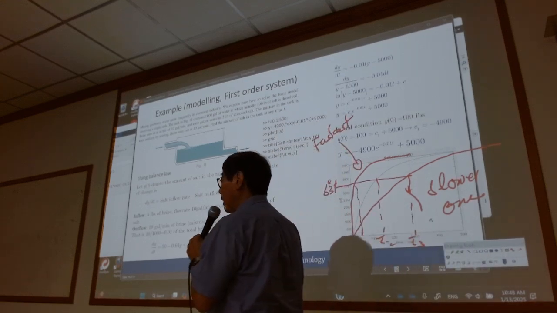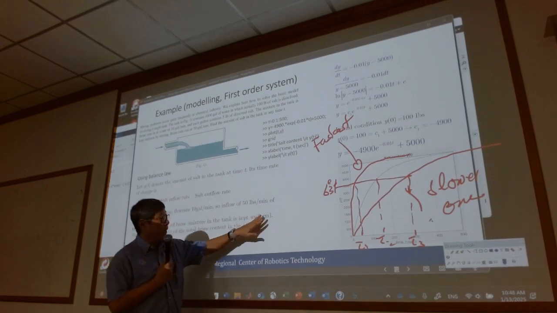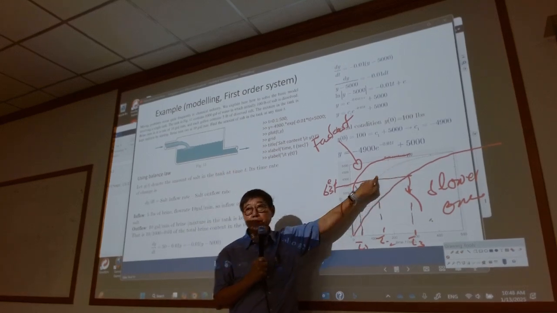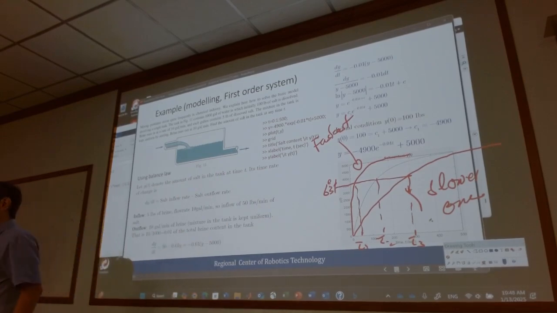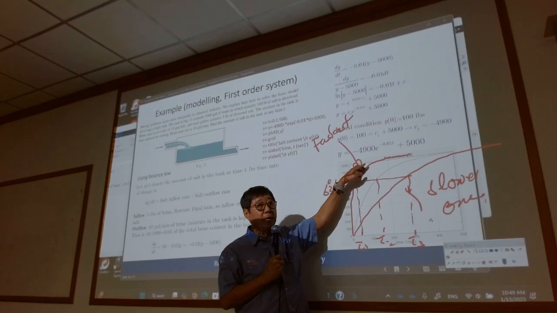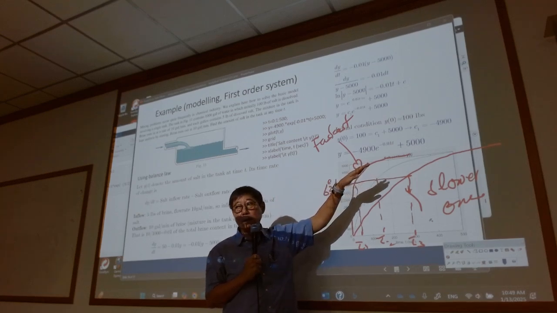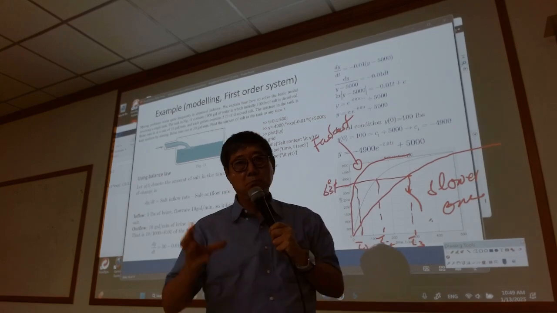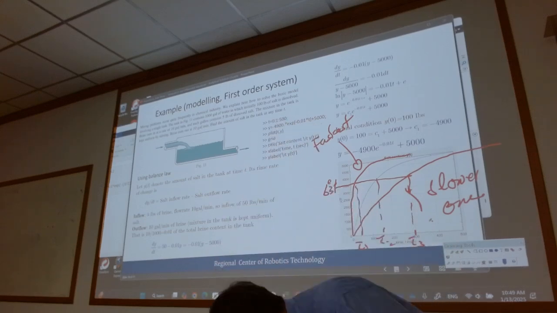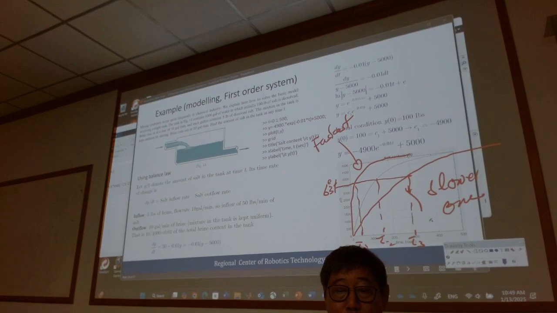Let's say if you control this one, you have this blue one from the system itself. You want to make it faster. I want Y to be faster by adding control. Maybe I need to add a controller here.